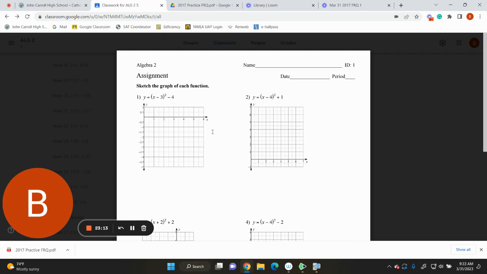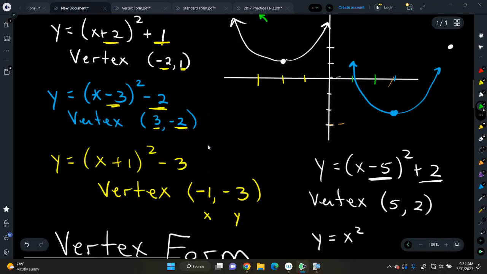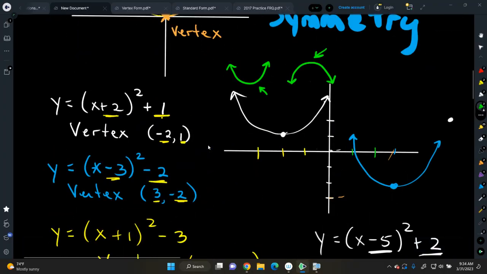Listen, please. Okay, for each problem, is everyone listening? For each problem, you're going to state the vertex. You're also going to state the axis of symmetry. So let's take a second to look at that, okay? Because I don't think I did that with you. Right, look at these parabolas here.